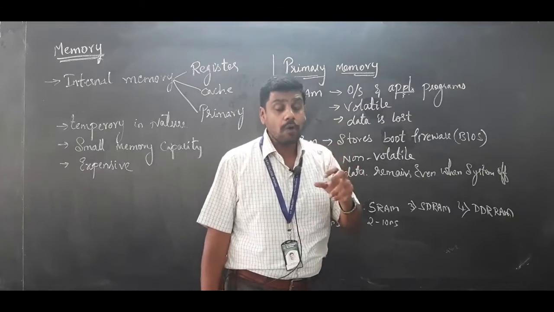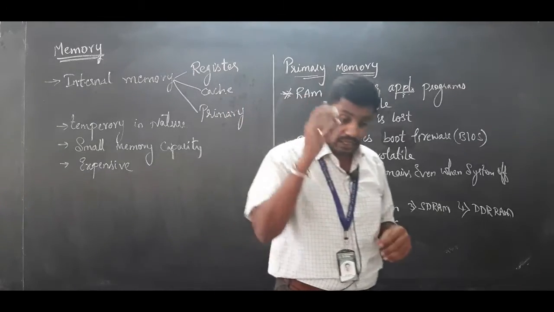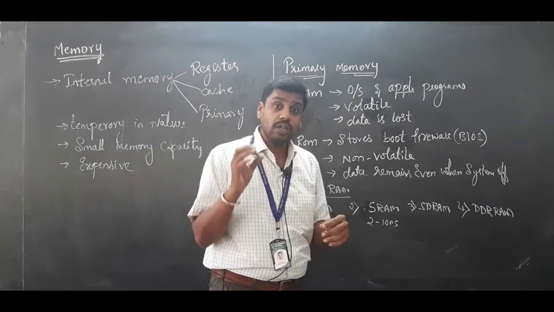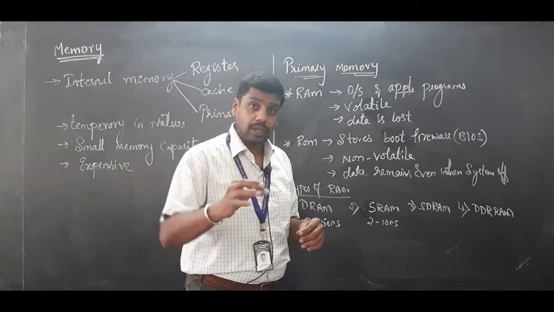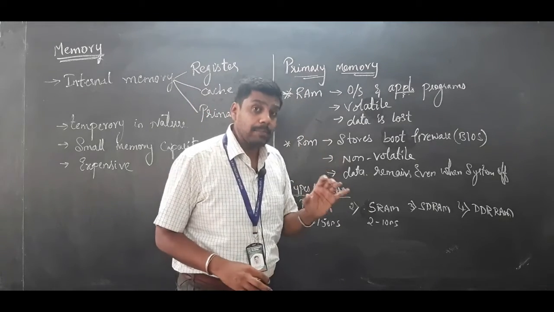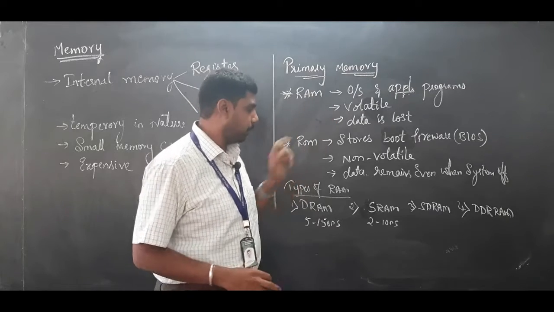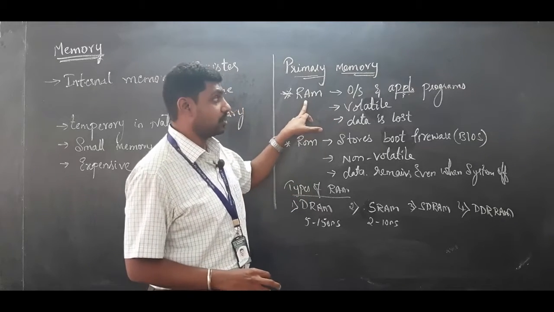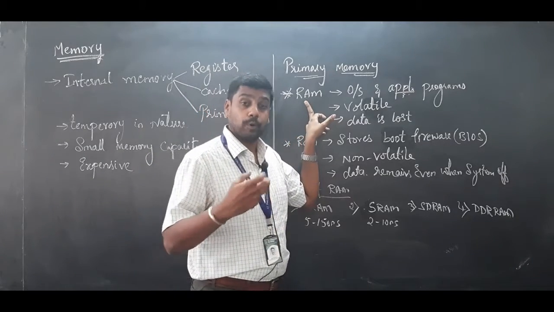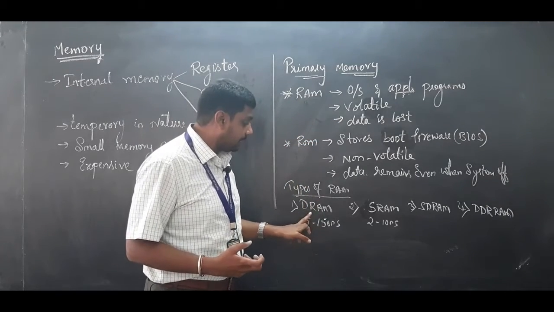Therefore, this ROM is non-volatile in nature. That means the data remains even when your system is off. The data which is present on the ROM will be available even when your system is off. These are the two main types of primary memory available on our computer. Especially the RAM, because in the RAM the data transformation process takes place more. Therefore, the types of RAM are DRAM.